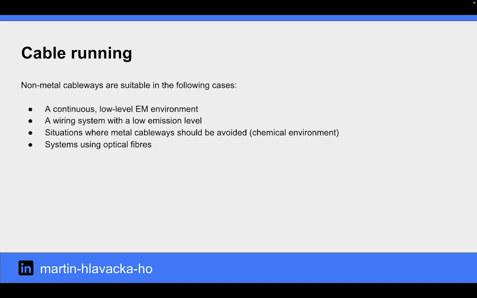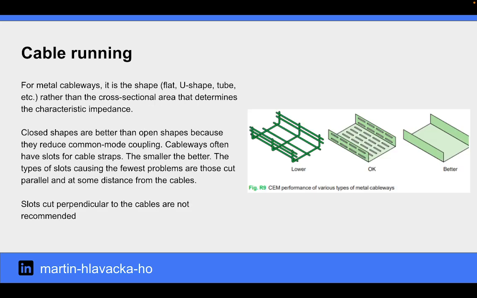Non-metal cableways are suitable in a continuous low-level EM environment, a wiring system with a low emission level, situations where metal cableways should be avoided, and systems using optical fibers. For metal cableways, it is the shape rather than the cross-sectional area that determines the characteristic impedance. Closed shapes are better than open shapes because they reduce common mode coupling.